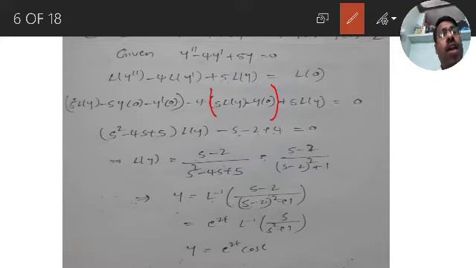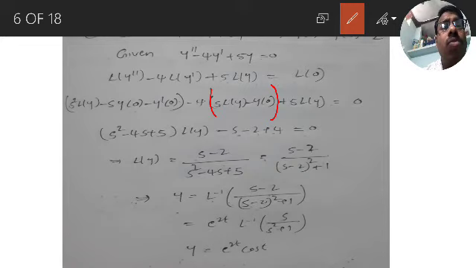That is L of y is equal to s minus 2 by s square minus 4s plus 5. Using the a minus b whole square formula, s square minus 4s plus 5 can be written as 4 plus 1. So s square minus 4s plus 4 is s minus 2 whole square, plus 1. Now y is equal to L inverse of s minus 2 by s minus 2 whole square plus 1. At the place of s minus 2, you can write s by using the first shifting theorem. So what is the answer? e power of 2t into L inverse of s by s square plus 1.